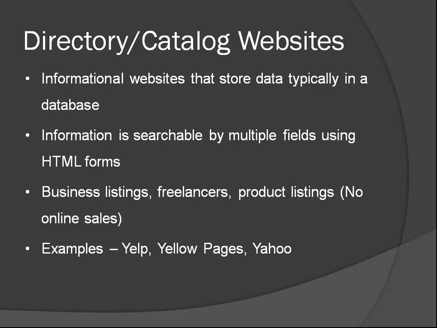So next we have directory or catalog websites, and these are usually informational websites that store data in a database. You can have a product catalog, but if you're doing online transactions, it's an e-commerce site. A catalog site basically has products, but you can't buy them through the website. The information is usually searchable by multiple fields using an HTML form. Business listings, freelancers, and product listings are all examples of a directory or catalog website. Some examples are Yelp, Yellow Pages, and Yahoo. Yahoo is a search engine, but it also has different directories.